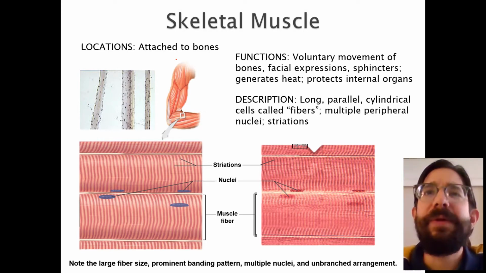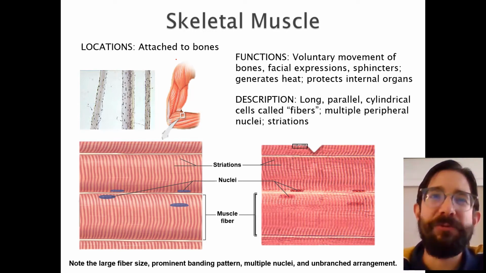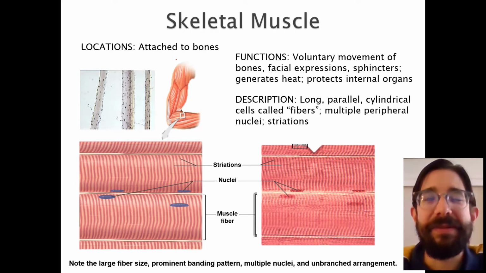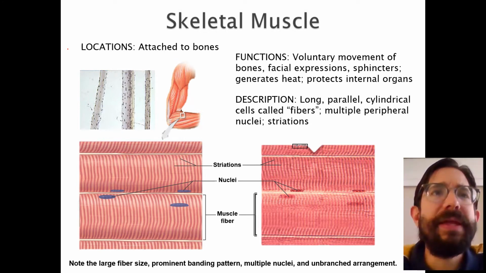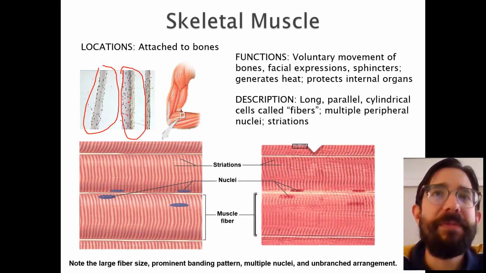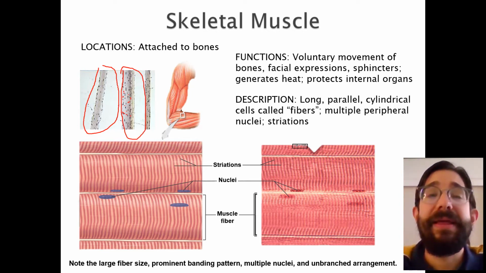To describe skeletal muscle, we would say it is made of these long, parallel cylindrical cells that we call fibers. You know, they're very thin, but they're very long. So they're kind of like strings or threads or fibers. If we look in this image here, we can see that there are many, many, many little black dots on these fibers. Those are the nuclei.